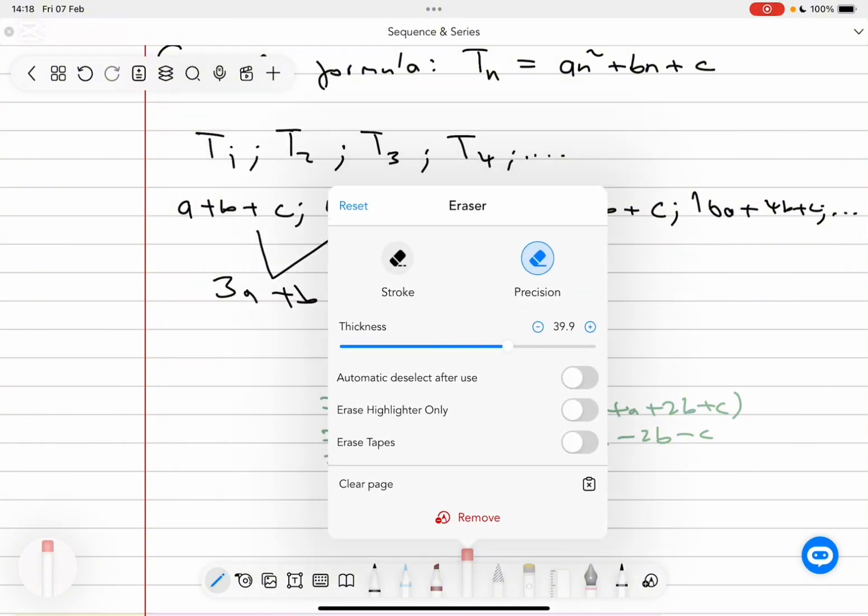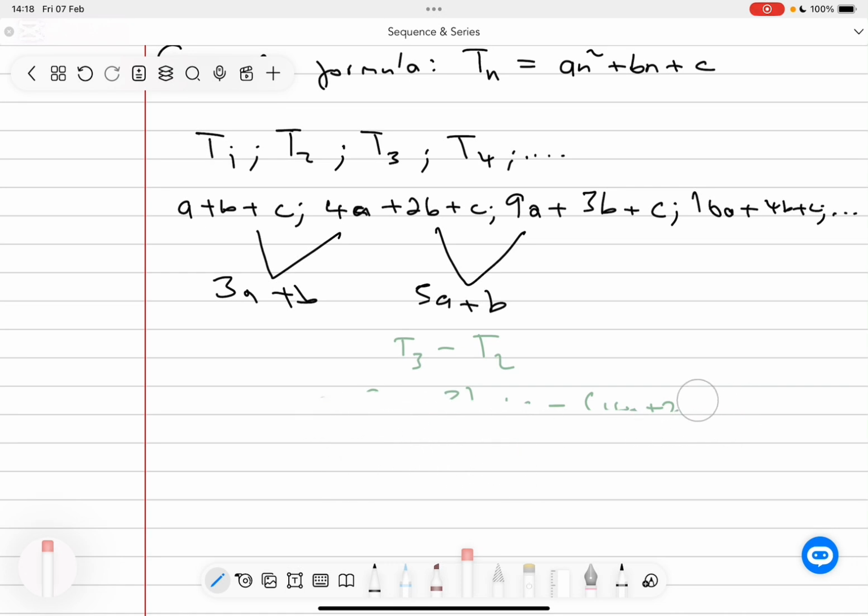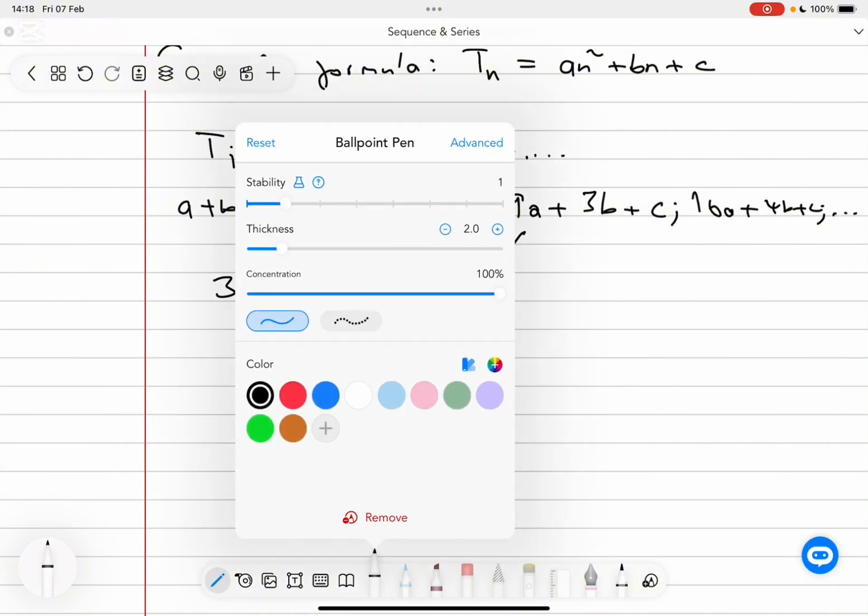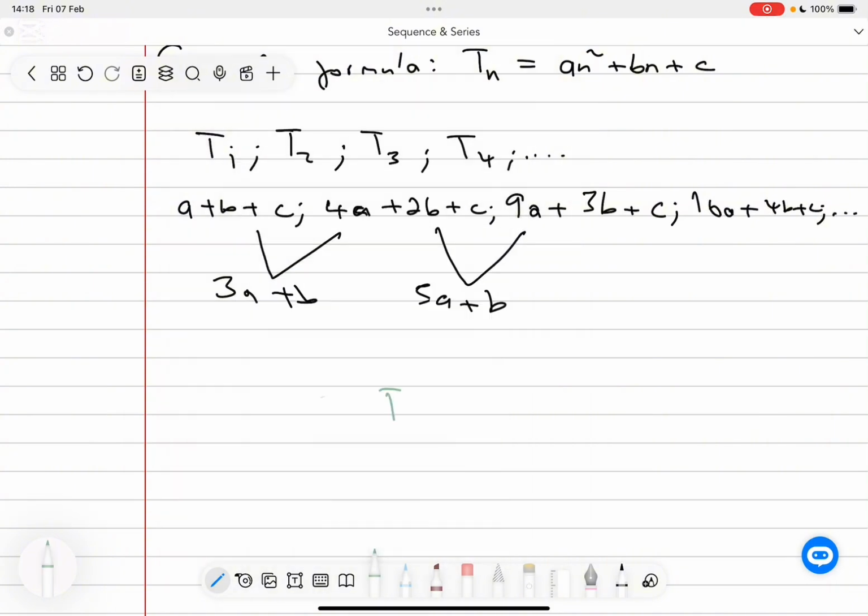Now, I'm going to continue to find the last difference here between term 4 and term 3. So the difference between term 4 and term 3. I'm going to say here now, term 4 minus term 3. So that I'm going to have now 16a plus 4b plus c. We're subtracting from it 9a plus 3b plus c.